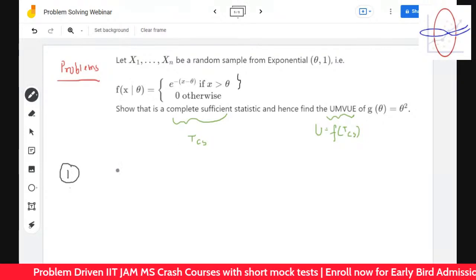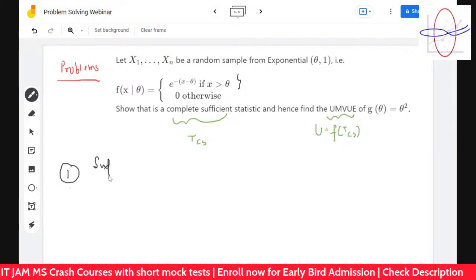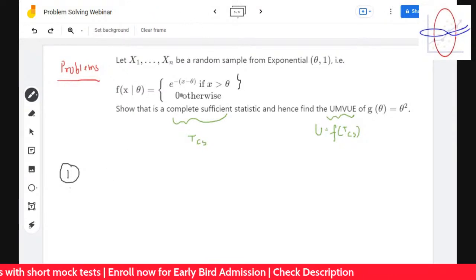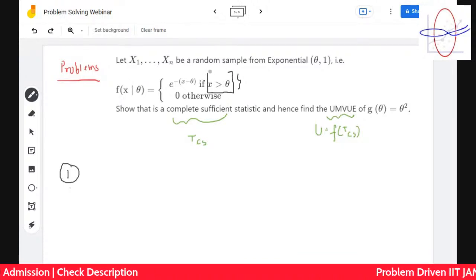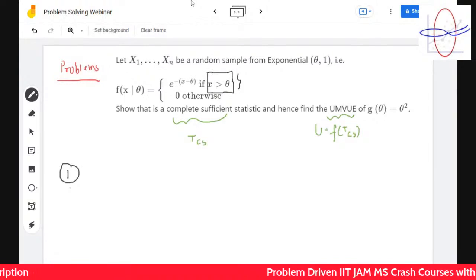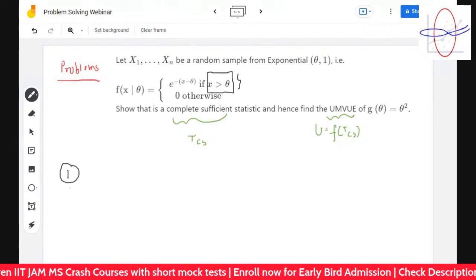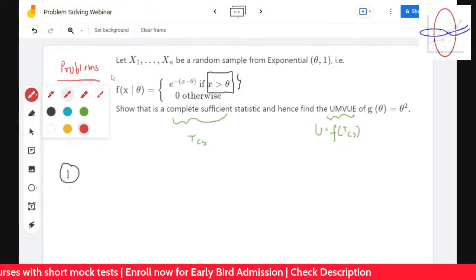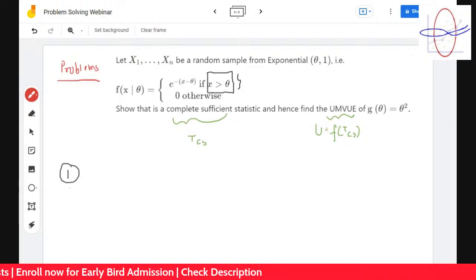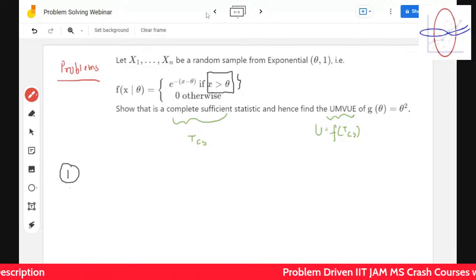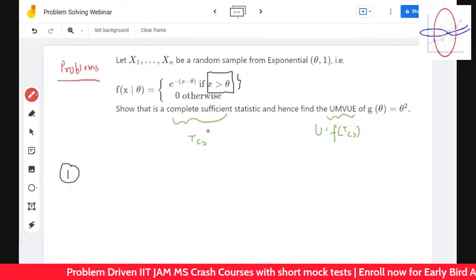Let's do the sufficiency part. Can you guess a good statistic that can be sufficient? You should be learning this now. Can you guess from this what should be a good sufficient statistic? Any ideas? Sir, X bar. X bar, the mean, okay.